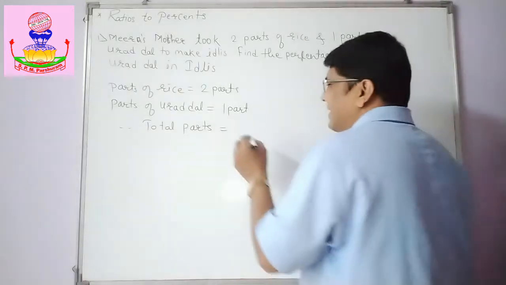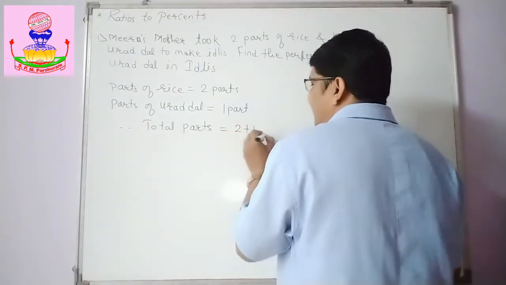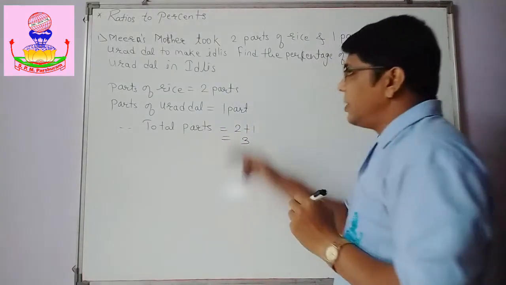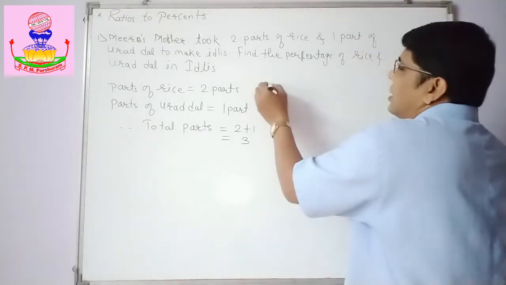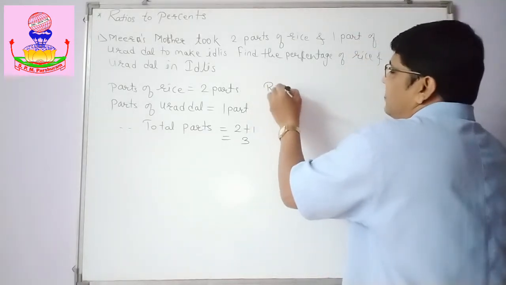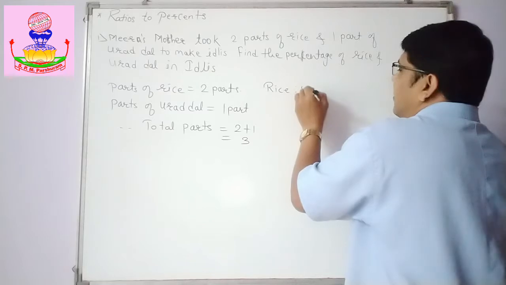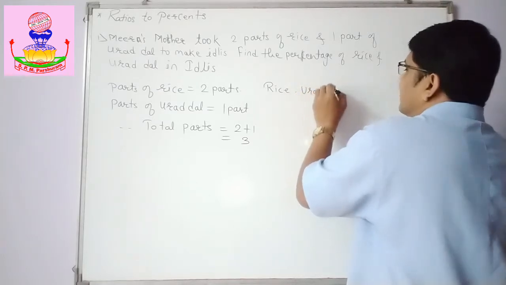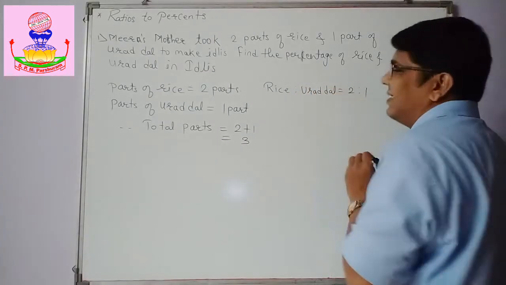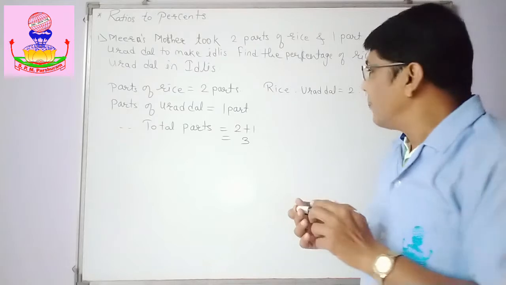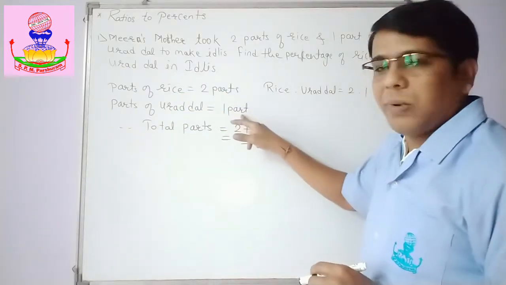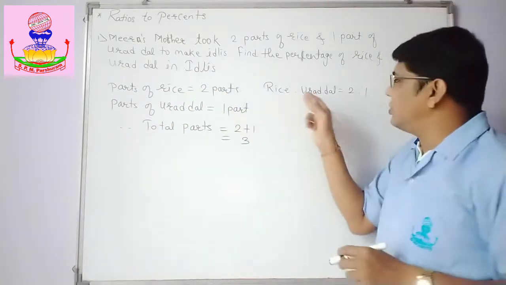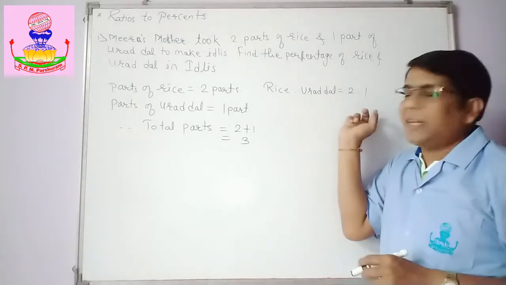Total parts: 2 plus 1, that is equal to 3. This is ratio, my dear friends. Okay, so what is the ratio here? Rice is to urad dal, 2 is to 1. Okay, that is the ratio. So, parts of rice 2 parts, parts of urad dal 1 part. So, ratio is rice is to urad dal 2 is to 1.